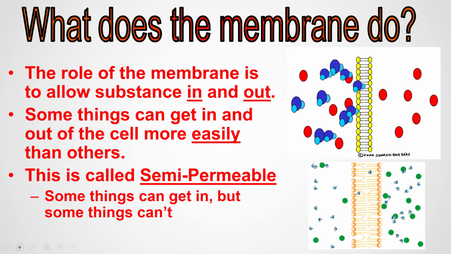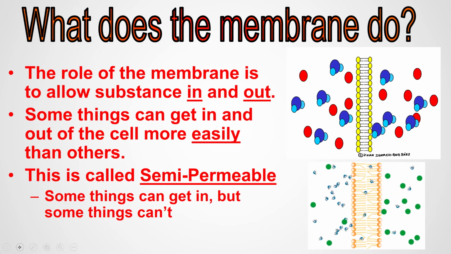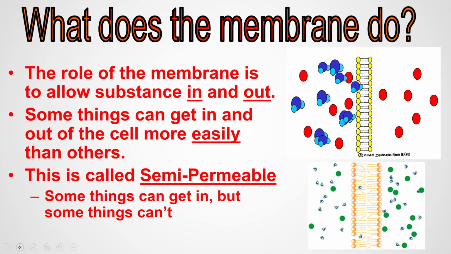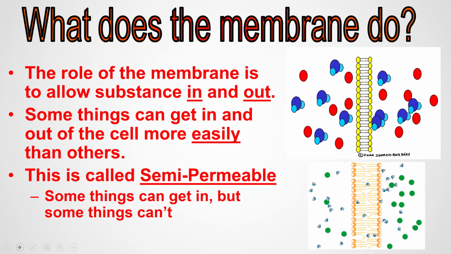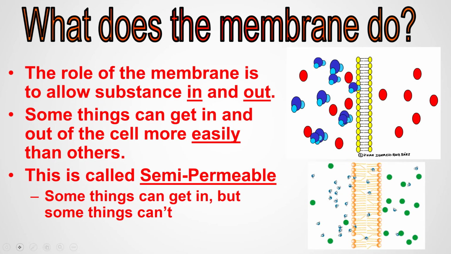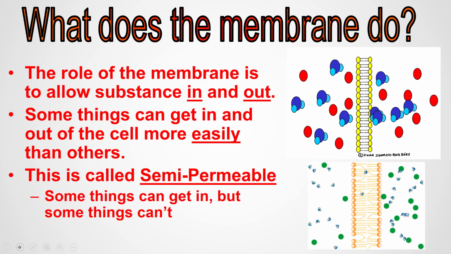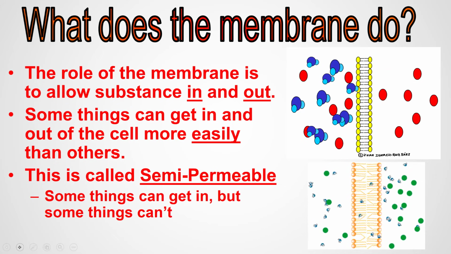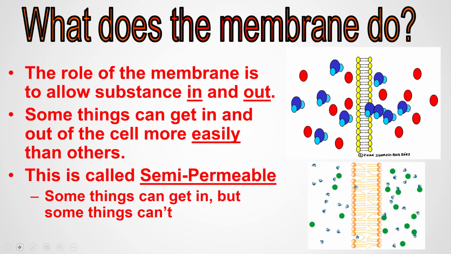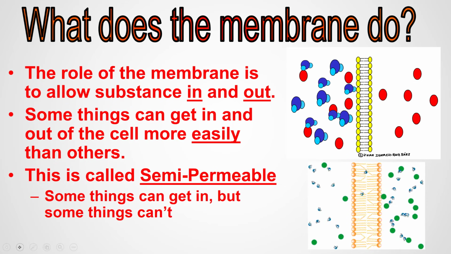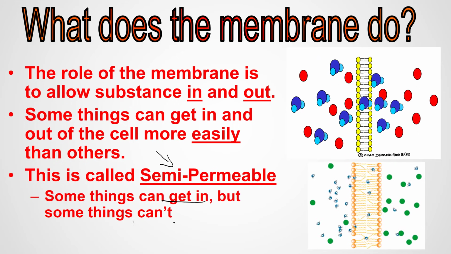Now, as far as what the membrane does, the whole role of the membrane, again, is to allow things to come into the cell and allow things to leave. Just like any other organism needs to take things in, a cell is the smallest version of a living organism. It needs to get nutrients in, but it also needs to let waste out. So the cell membrane is going to allow that to happen. Some things can get in very easily, where others have a little bit more of a difficult time. And again, that's where we call the cell membrane either selectively permeable or semi-permeable. Some can get in and some cannot.